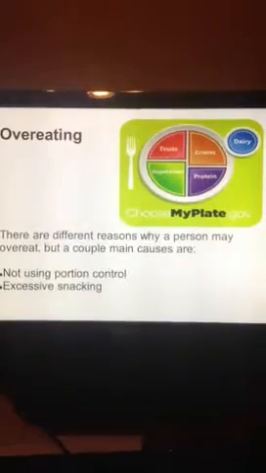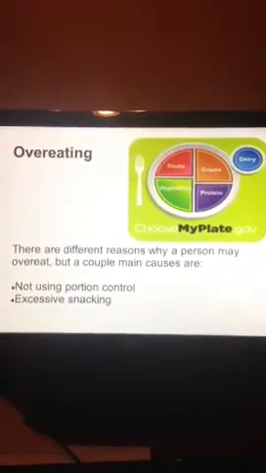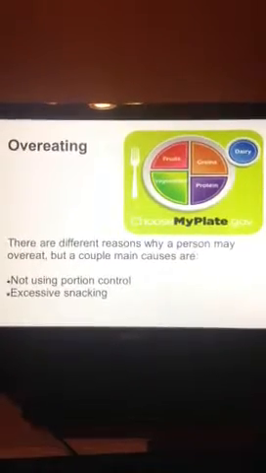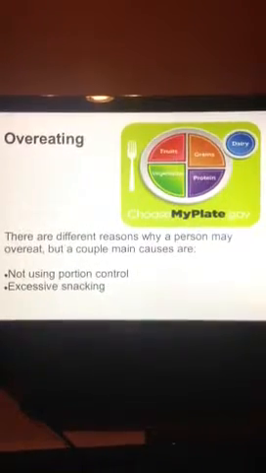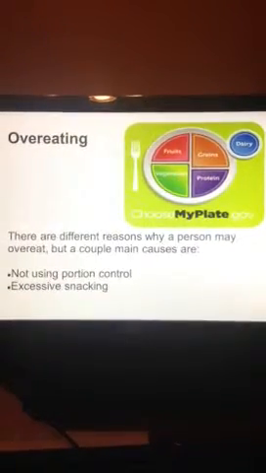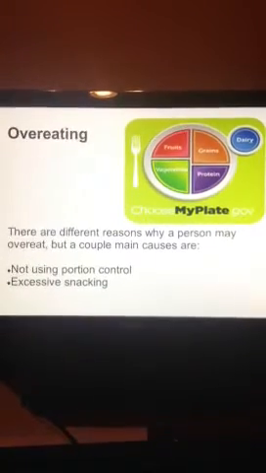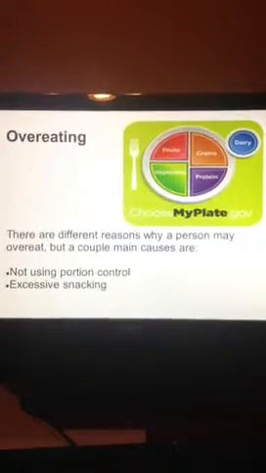So the first main topic we're going to discuss is overeating. A lot of times people just want to eat and eat and eat, and they do not realize they've eaten so much, either because the food is so good, or they are sitting in front of the television while they are eating, so they're not really paying attention to how much they are putting in their mouth.